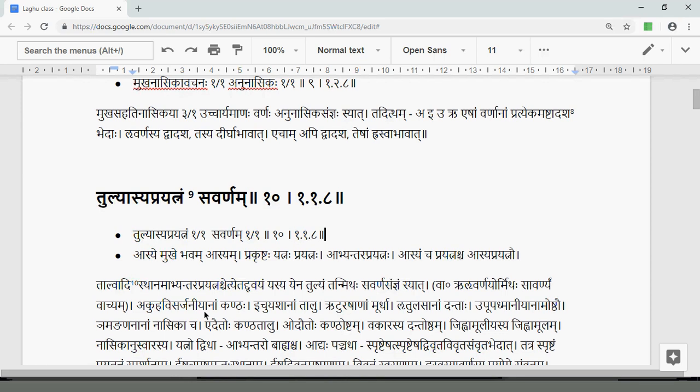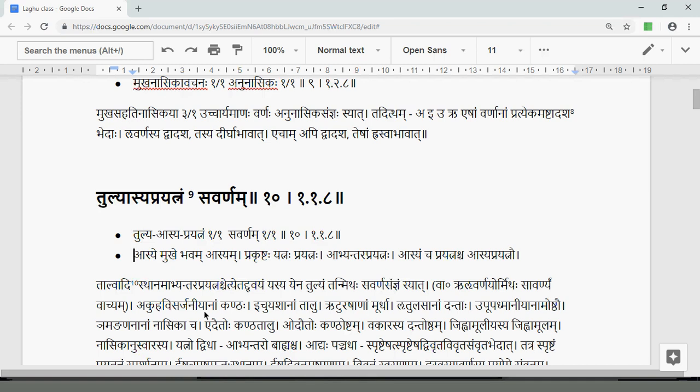What is asya? Tulya is same or similar. Asya and prayatna. You see these three divisions here. Tulya, asya and prayatna. In the compound there are three padas. Tulya we know is that which is similar, common. And asya is what? Asya is asya mukhe bhavam asyam.